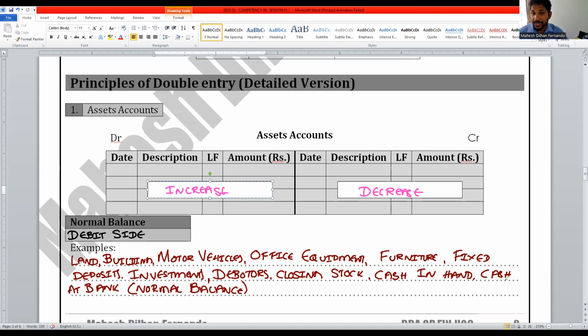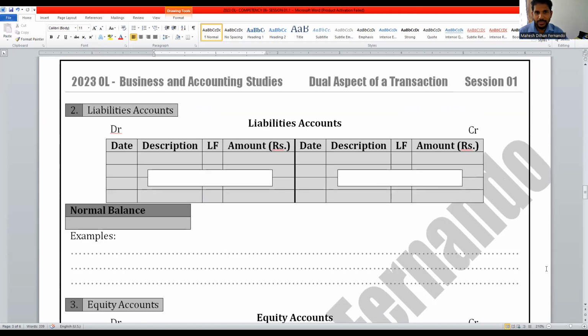Let's move to the next one. I'm erasing this, otherwise these will come again later. Shall I erase them? Right. Now I'm taking you to the next one. Next account is liabilities.